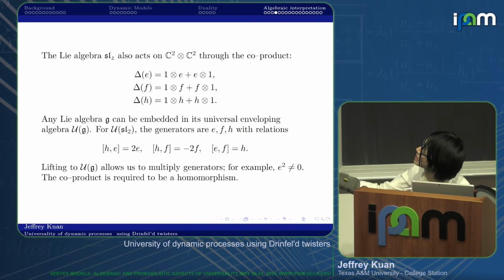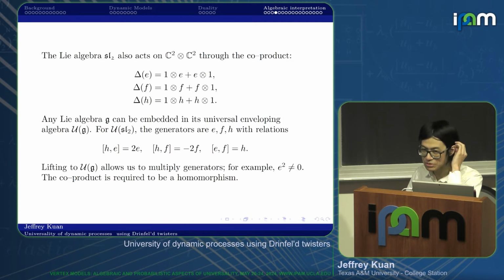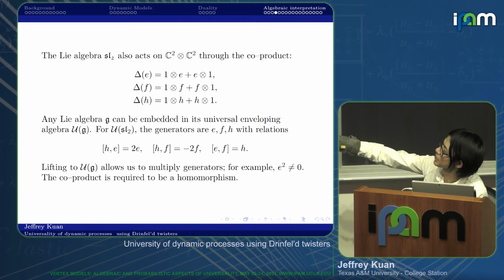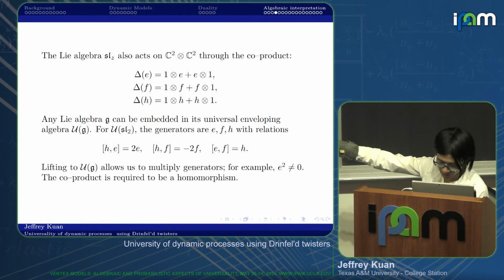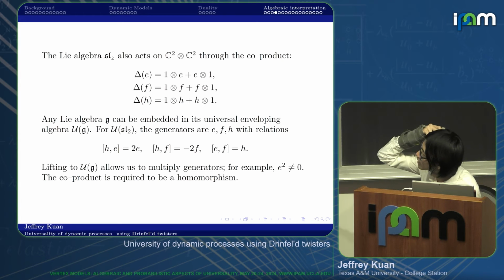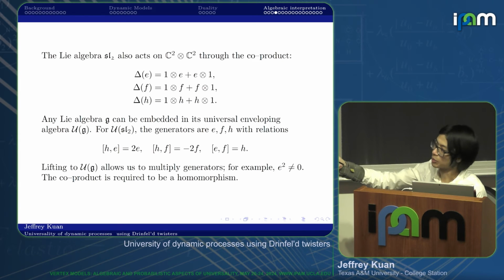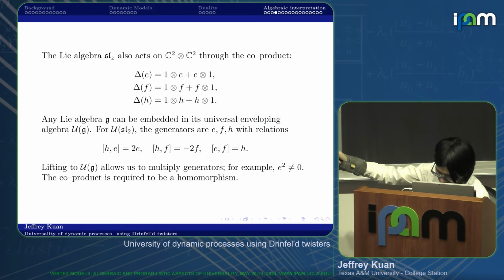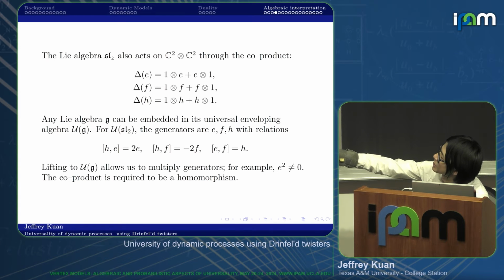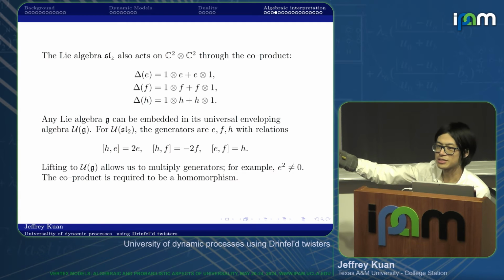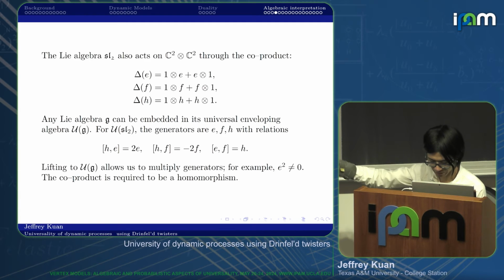OK, so that was just how SL2 acts on C2. For multiple lattice sites, we use something called the coproduct. You'll notice this is symmetric between the left and right tensor products. We also want to be able to create more than one particle. So what you do is you embed the Lie algebra into its universal enveloping algebra, which has the same finite dimensional representations.